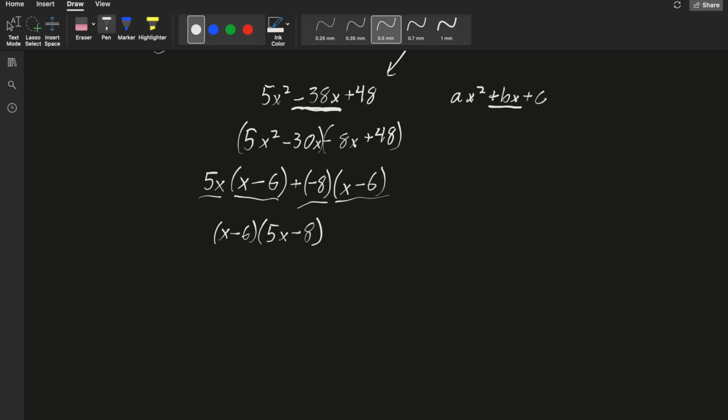Now, recall our original equation. Let's see here. Recall our original equation was 5x squared minus 38x plus 48 over x minus 6. And we have now remade this part here. We have kind of reformatted it. So we're going to just rewrite our equation now. We have what we have just right here, 5x minus 8 times x minus 6 over x minus 6. And this is now f of x.